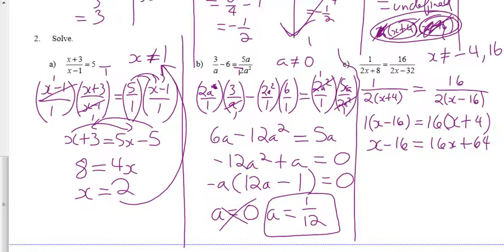Okay, so we solve that. It doesn't really matter. I'm going to take the x over here, so I'll subtract. So this will be 15x. Take the 64 over here and subtract. So it'll be negative 80. And so what's x equal to? Negative 80 over 15, right?